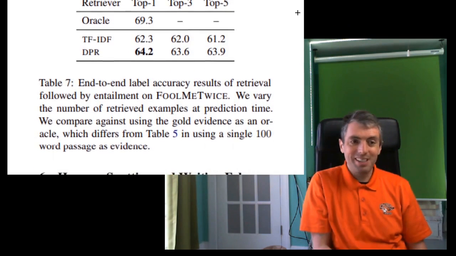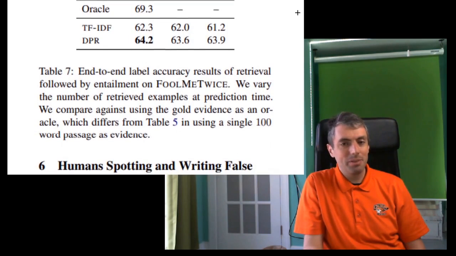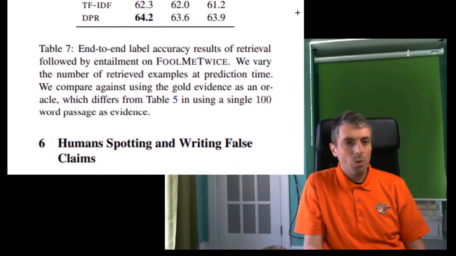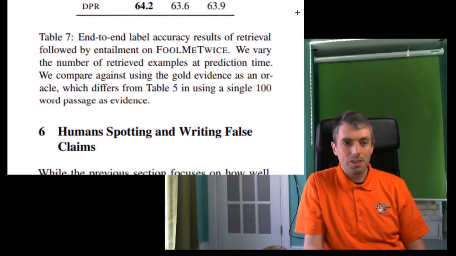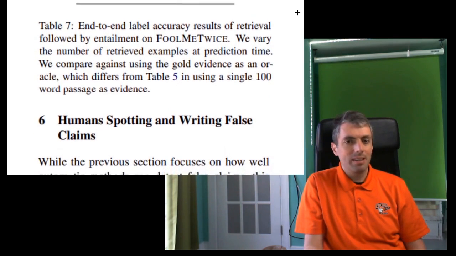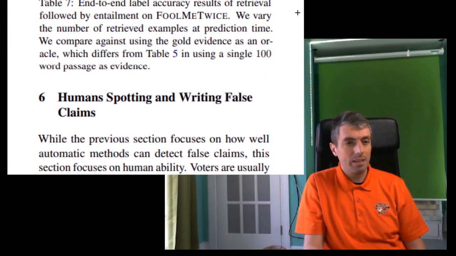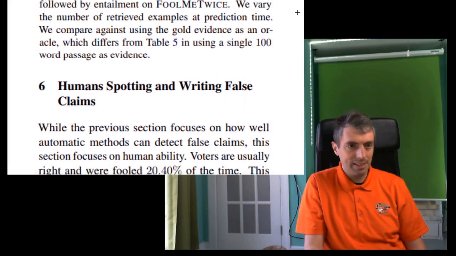Let's take a look at Table 7. End-to-end label accuracy results of retrieval followed by entailment on Fool Me Twice. We vary the number of retrieved examples at prediction time. We compare against using the gold evidence as an oracle, which differs from Table 5 in using a single 100-word passage as evidence.